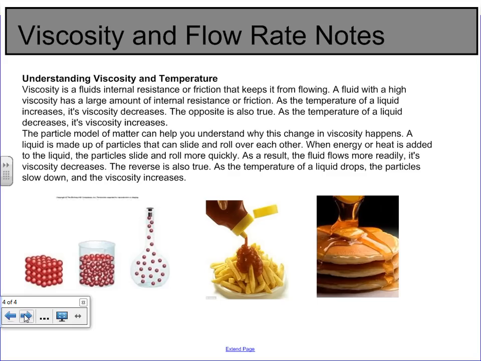The particle model of matter can help you understand why the change of viscosity happens. A liquid is made up of particles that can slide and roll over each other. When energy or heat is added to the liquid, the particles slide and roll more quickly. As a result, the fluid flows more rapidly. Its viscosity decreases. The reverse is also true. As the temperature of a liquid drops, the particles slow down and the viscosity increases.